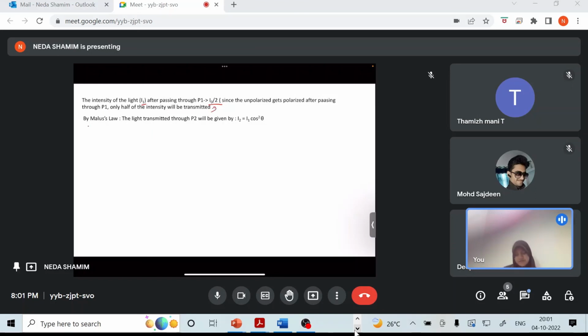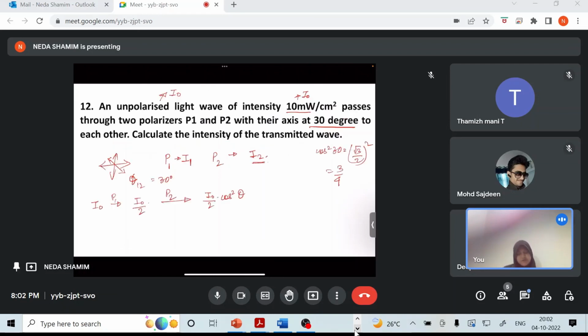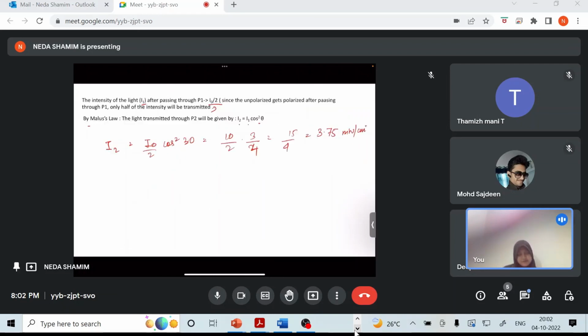By Malus's law, the light transmitted through P2 will be given by I2 is equal to I1 cos square theta. I1 is I0 by 2, cos square 30 degrees, that is I0 by 2 times 3 by 2. No, 3 by 4. See, again I made the same mistake. That will be 15 by 4, that will be 3.75. Let me see the unit: microwatt per centimeter square. Clear? Simple topic, very easy.